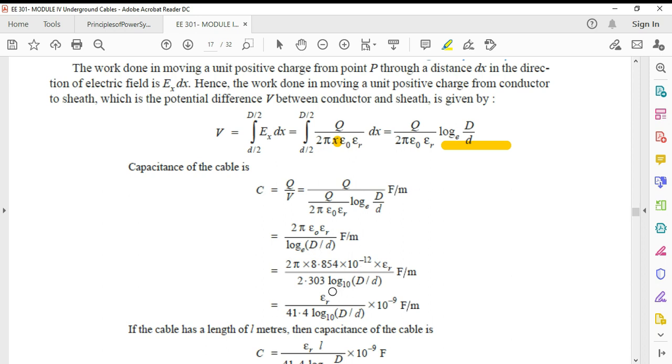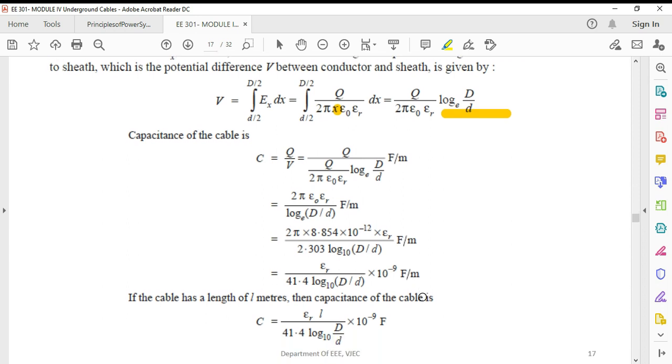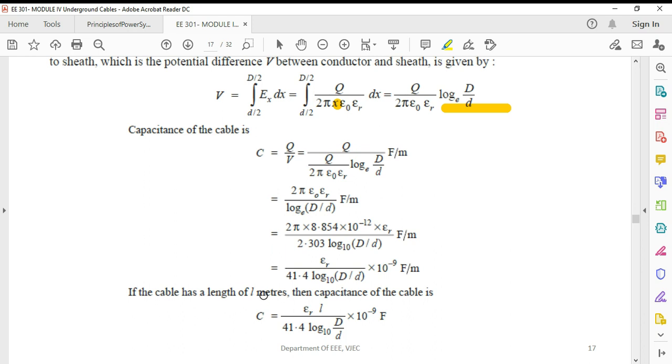Substitute the value of epsilon 0 as 8.854 into 10 raised to minus 12, into epsilon r by log to the base e. We can convert it into log to the base 10 as 2.303 log 10 D by d, or epsilon r by 41.4 log to the base 10 D by d into 10 raised to minus 9 farad per meter. This is the capacitance per meter. So if the cable has a length of L meters, the capacitance will be epsilon r into L by 41.4 log D by d into 10 raised to minus 9 farads.